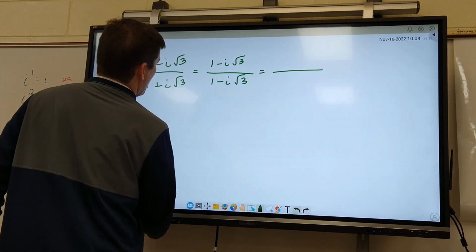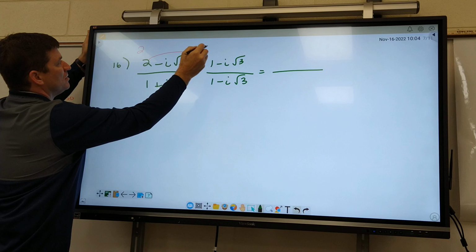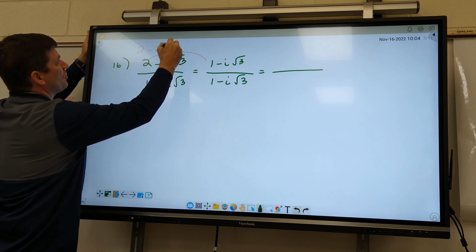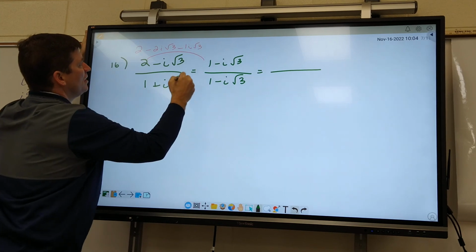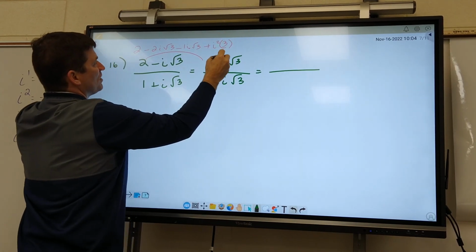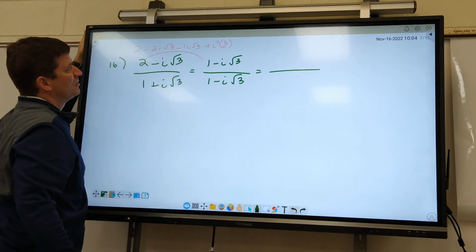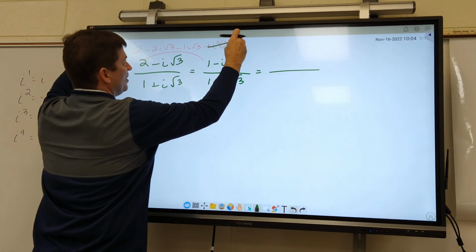All right, so top's going to be a little bit harder. 2 times 1 is 2. I got a negative 2i root 3. I got a minus 1i root 3. I got a positive i squared and a 3. Now, Willie, what's that i squared going to turn into? Plus 3. Hold on, it's already a plus. Minus 3. So all that's going to be a minus 3.